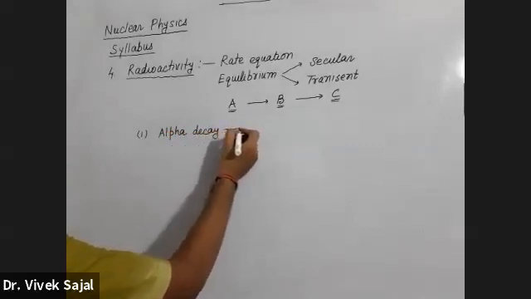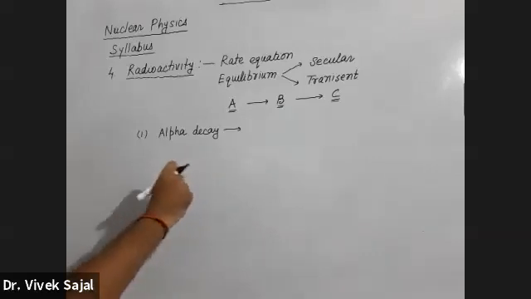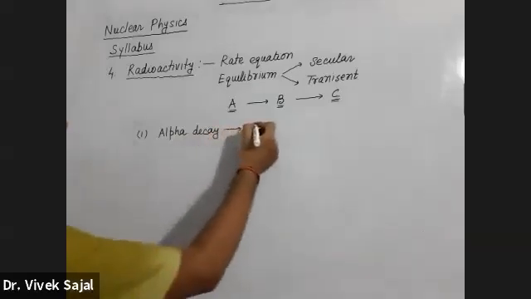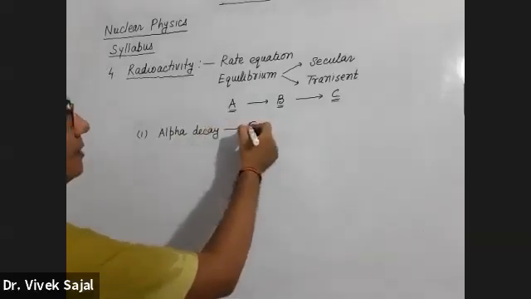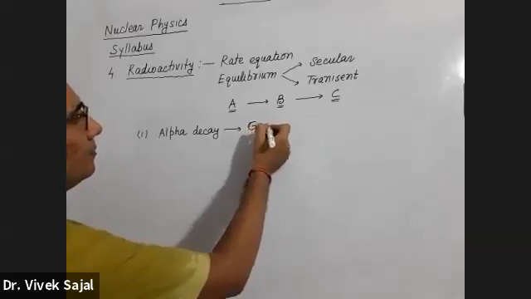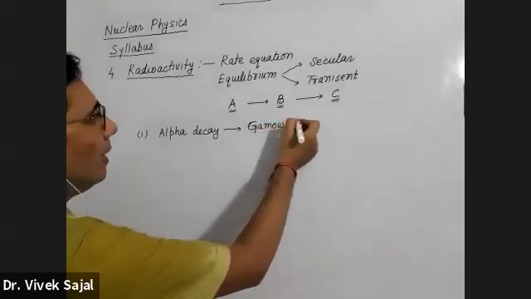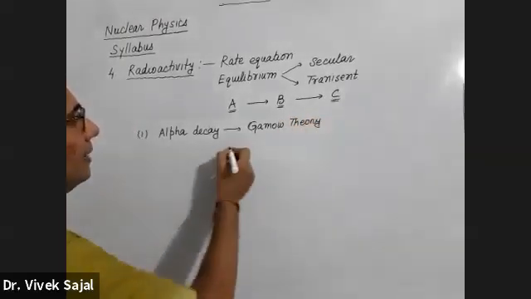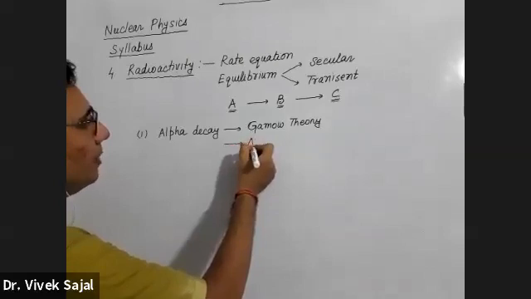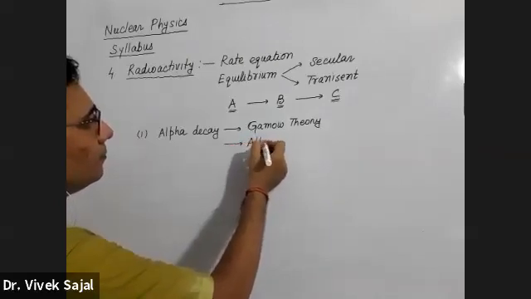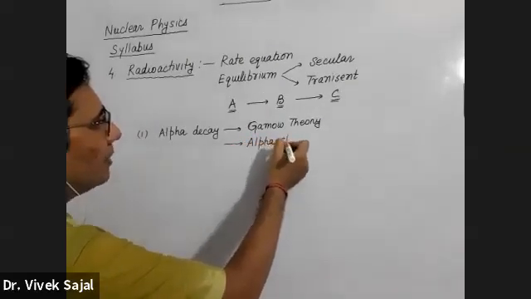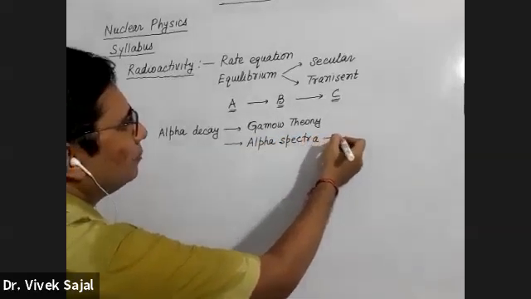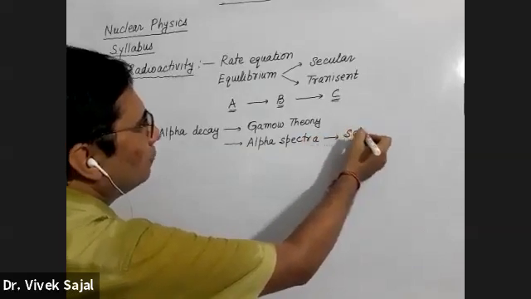In alpha decay, first I will discuss all the basic things, whatever is observed about their spectra. Later on, I will discuss how this decay takes place, so I will discuss Gamow theory. Then we will discuss alpha spectra, and different selection rules which are associated with this type of emission.